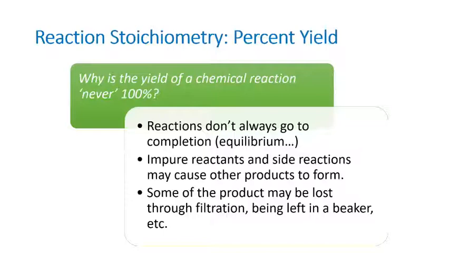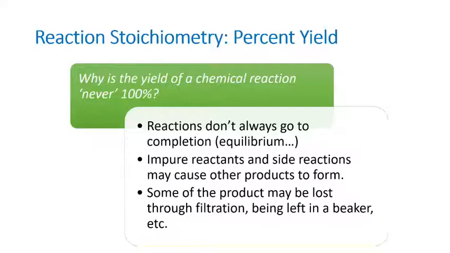Some of the product may also be lost through things like filtration, being left in your reaction vessel, or just lost in the reaction itself. It doesn't get lost to the ether. It gets left behind somewhere, or washed out somewhere if you're doing a wash on something. There's lots of places that stuff can go missing. It's not really missing. We can tell you where it went, but it does not come out in the final product.